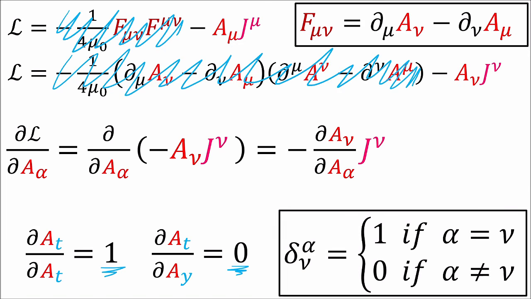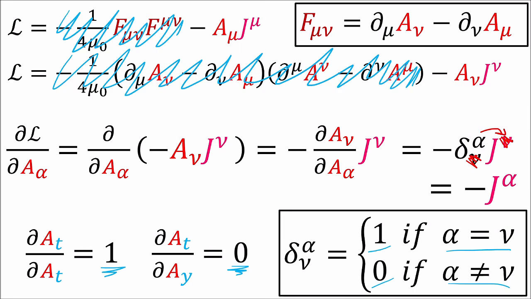So this gives us a Kronecker delta, which gives 1 if the indices match, and 0 if they are different. Now, the Kronecker delta is basically like an identity matrix that doesn't change the results of a formula. It just has the effect of replacing one of the indices. So this is one side of the Euler-Lagrange equation.